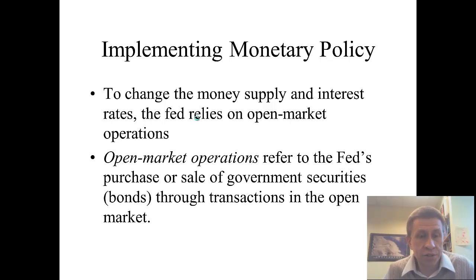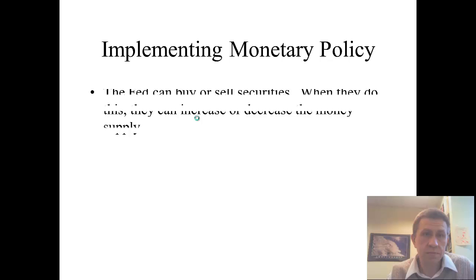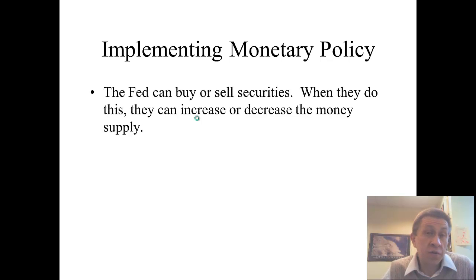Open market operations refer to the Federal Reserve's purchase or sale of bonds. So they could buy or sell bonds through transactions in the open market, hence open market operations, not through closed doors. Through the same bond markets you could buy bonds from, the Federal Reserve could buy bonds from. In open market operations, the Federal Reserve will buy or sell bonds in order to influence the money supply and interest rates. So the question we're going to be looking at is what happens when the Federal Reserve buys bonds? Why would this matter?